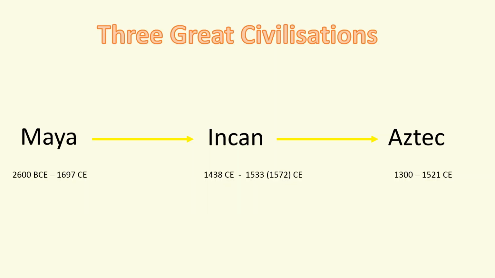Well done everyone. The three great civilizations, the Maya came first, then the Incan, and then the Aztec. Have a look at the dates. Now, as you know, empires could also exist simultaneously at the same time, as we previously learned with the Roman empires.